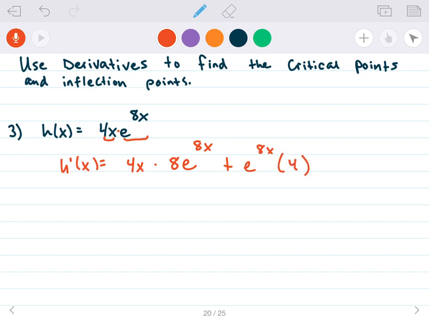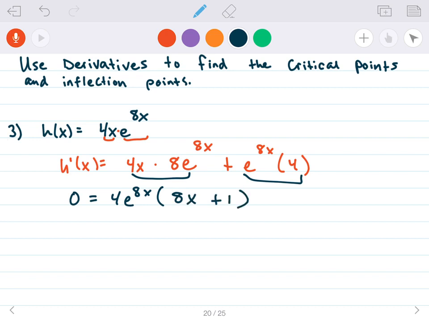And now I'm going to set this thing equal to 0, and simultaneously I'm going to factor out what both of these terms have in common. The things they have in common are an e to the 8x and a 4. So that's what I'm going to factor out: 4e to the 8x. And then what I end up getting is 8x plus 1.